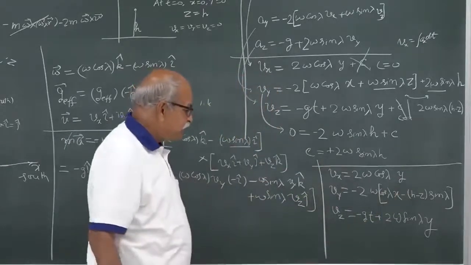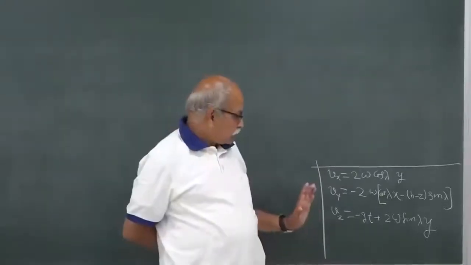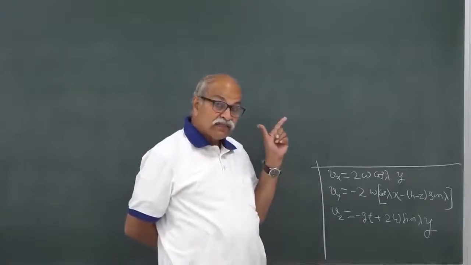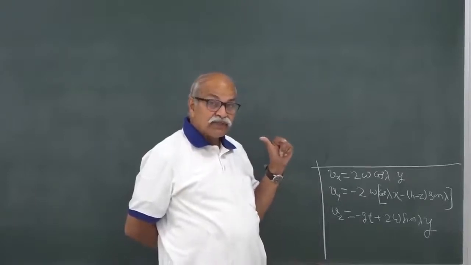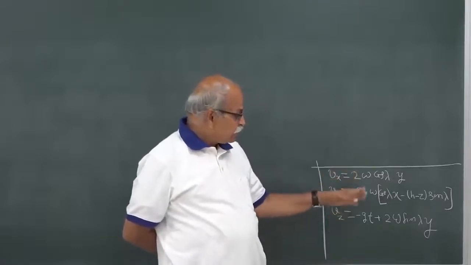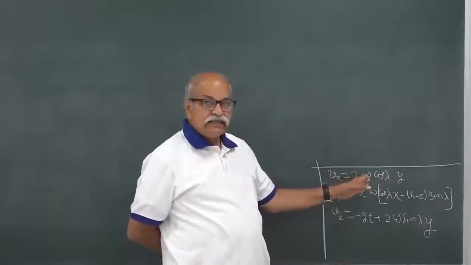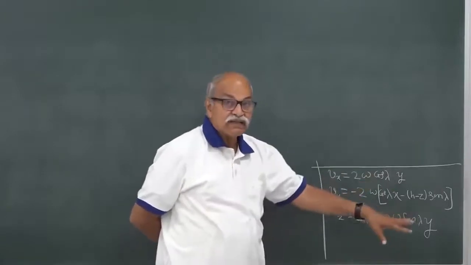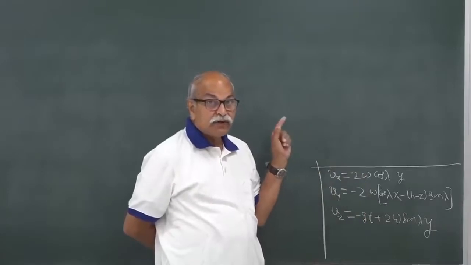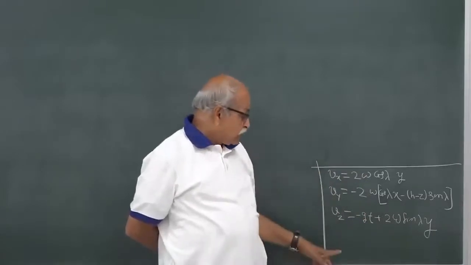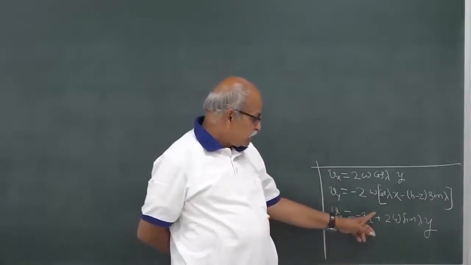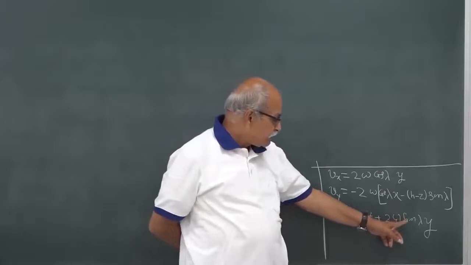So, let me make some space. Now remember, we had neglected the omega square term and retained the omega term. So, the results that we are deriving are up to the order of omega, and anything which contains omega square we will neglect, because remember omega is 7.29 into 10 to the power minus 5. Now, if I see this equation, V z is minus g t plus 2 omega sin lambda into y.